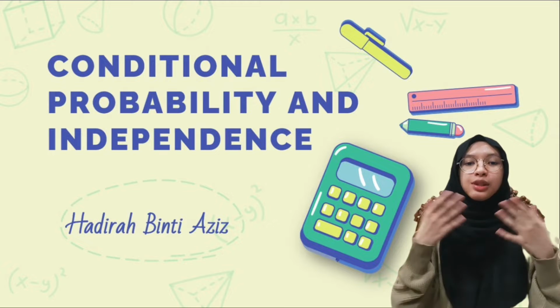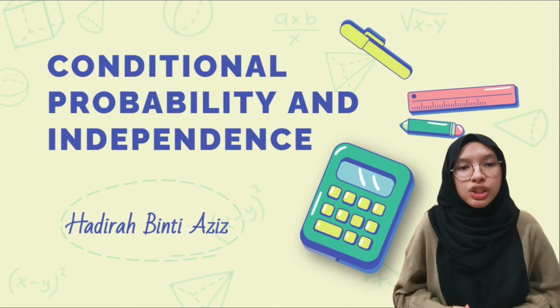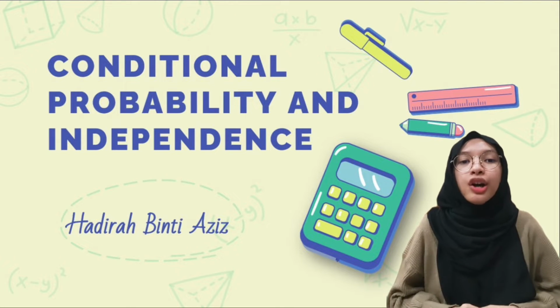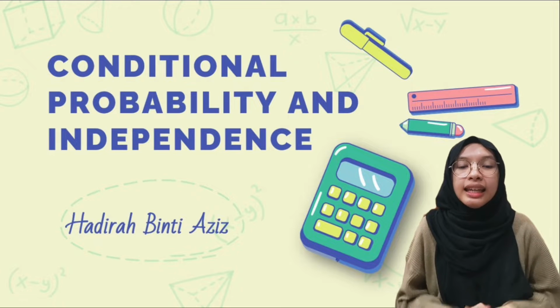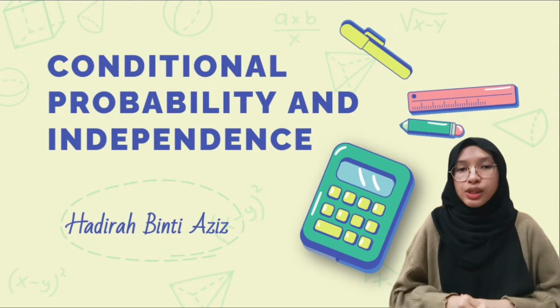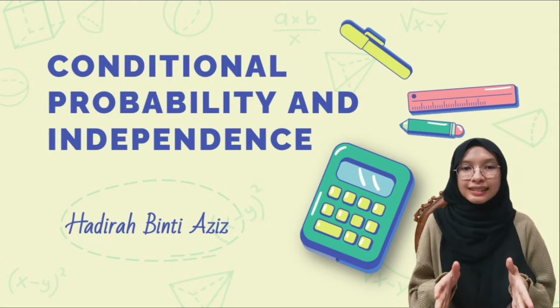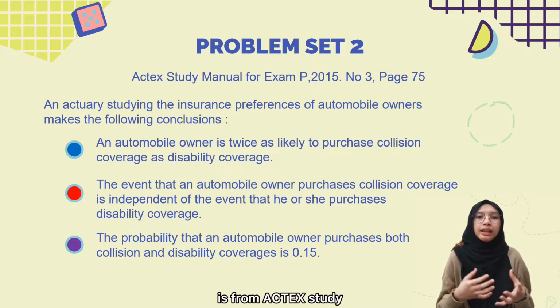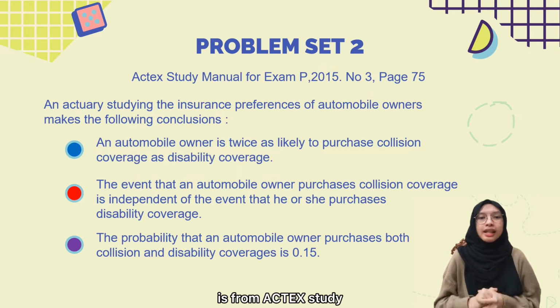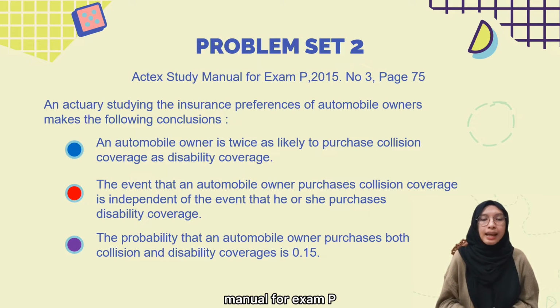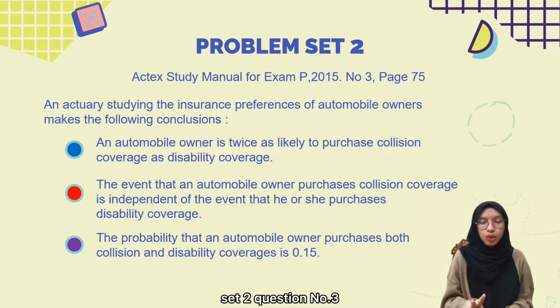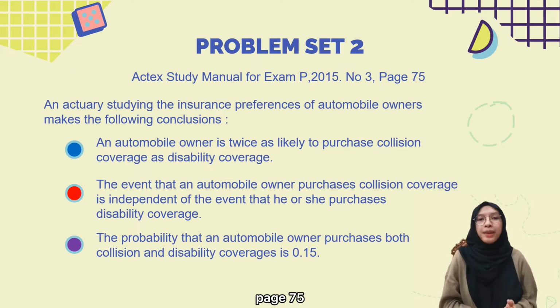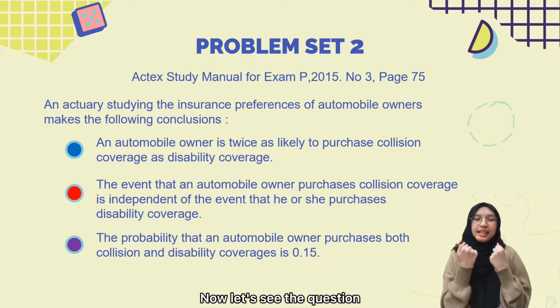My matric number is 1190969. In this video, I would like to share with you all about conditional probability and independence in SOA problem solving. The source of the question that I chose is from a study manual for Exam P 2015, problem set 2, question number 3, page 75. Okay, now let's see the question.